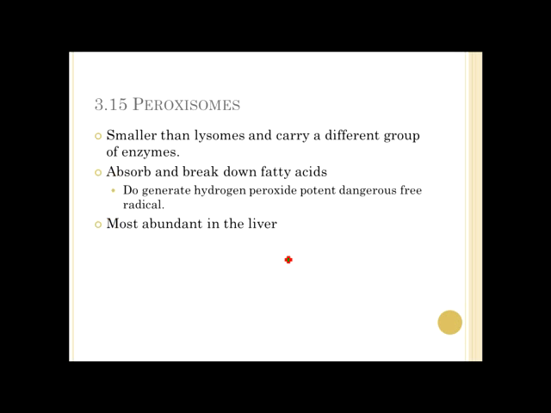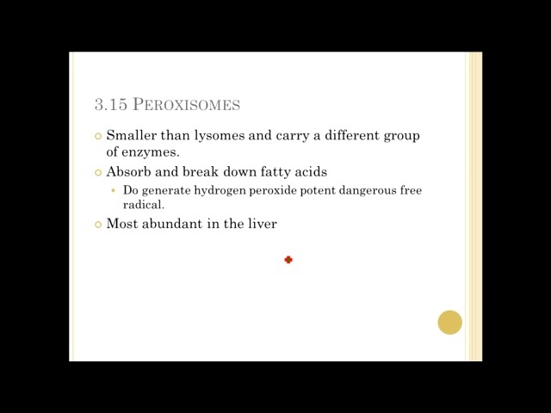Peroxisomes. Smaller than lysosomes and carry a different group of enzymes. Still break down stuff though. Absorb and break down fatty acids. They do generate, which is a nasty byproduct, hydrogen peroxide, which is a potent, dangerous free radical. If we have a ton of oxygen in the extracellular environment, that's kind of what ages us, is oxygen and the way that we use the mitochondria to generate energy.